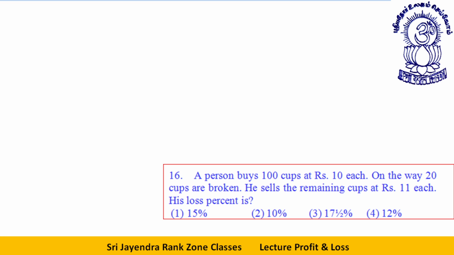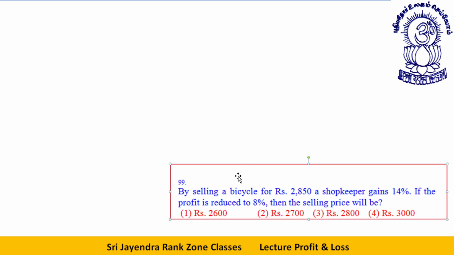Or maybe I should take one more question of this type. Next class I will start later on. Let's take one more question of this type. See, similar to what I intend to teach you now. By selling a bicycle for 2850, a shopkeeper gains 14%. 14% gain means 114%. 114% is 2850.